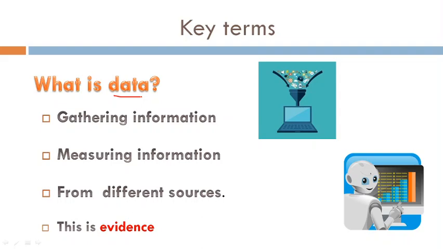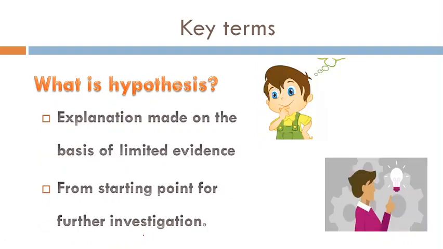We are gathering information, or gathering data, from different sources, and we are measuring the data. That is the evidence. Data is nothing but evidence. So what is meant by data here? Gathering the information, measuring the information from the different sources. That is the evidence. And the second key term is hypothesis.